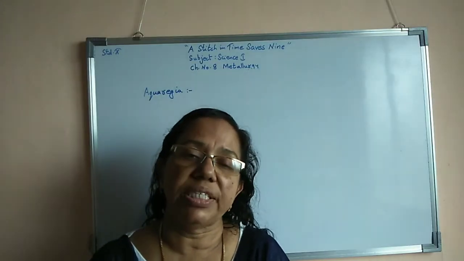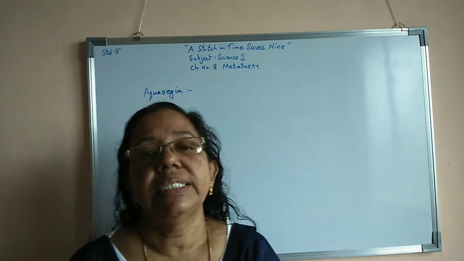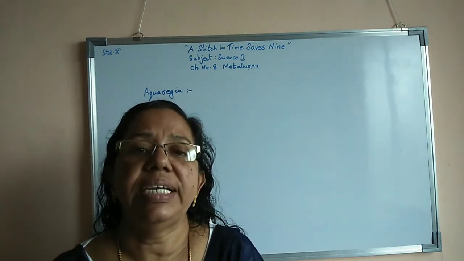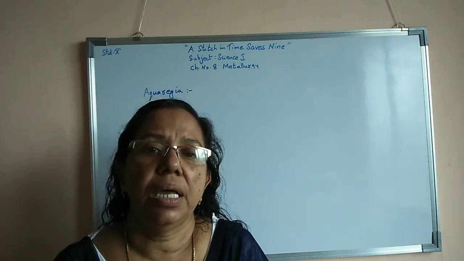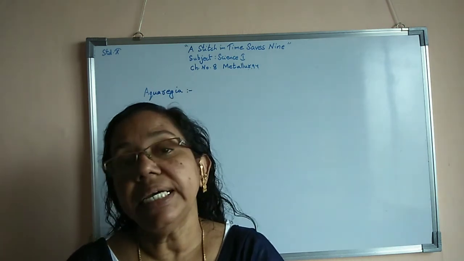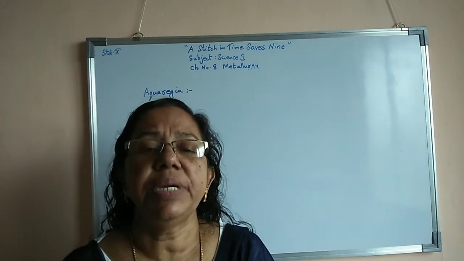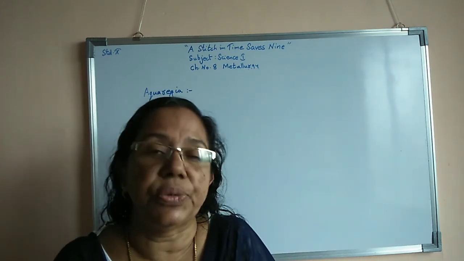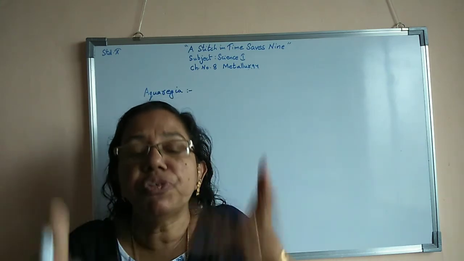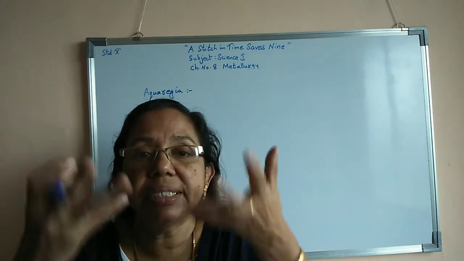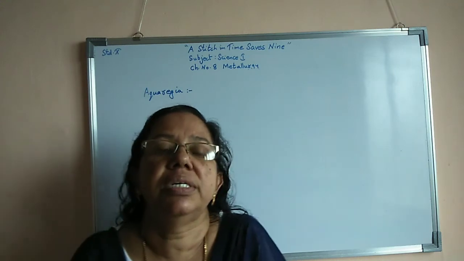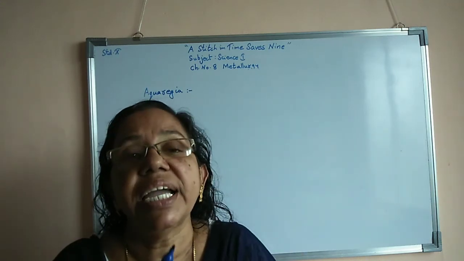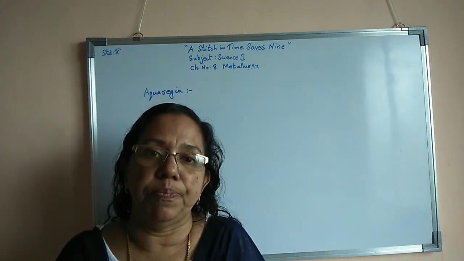What is aquaregia? Aquaregia is a highly corrosive as well as fuming liquid. It is a reagent, meaning it is a reactant. Fuming liquid means fumes are coming from that liquid, that means smoke is coming from that liquid. Corrosive means it is a highly reactive liquid.